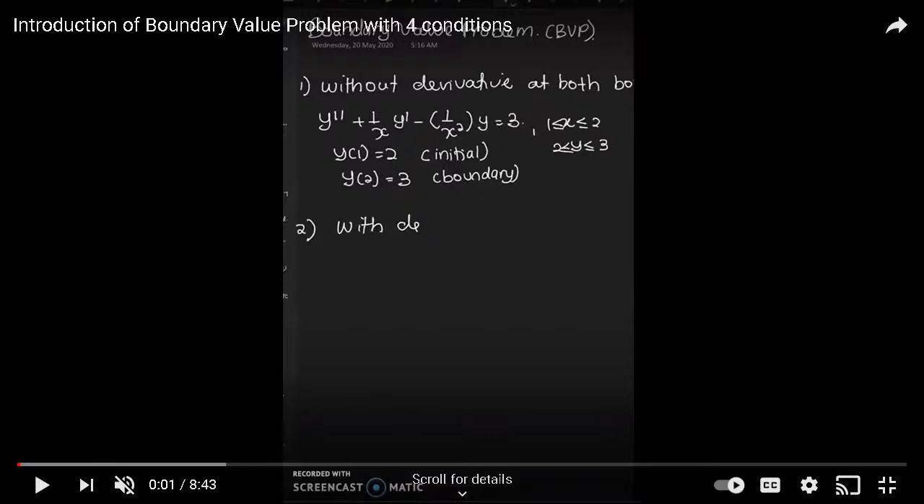The condition is y2 equal to 3. This is the boundary condition, where x equals 1 and x equals 2, there is a condition: y0 equal to 2 and yn equal to 3. This is the boundary condition to solve this problem. You can see here there is a second order derivative, y prime prime, and also a first order derivative, y prime. So there is a difference between the initial value problem and the boundary value problem. For a boundary value problem, you can solve up to second order derivative. Now we go to page 198.